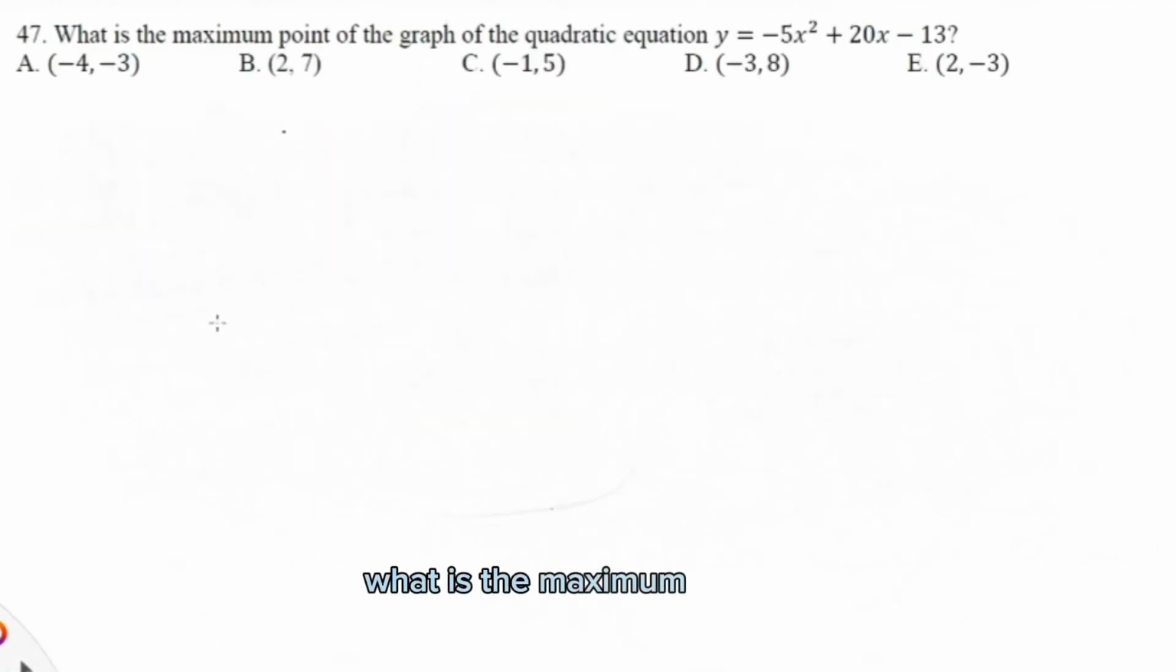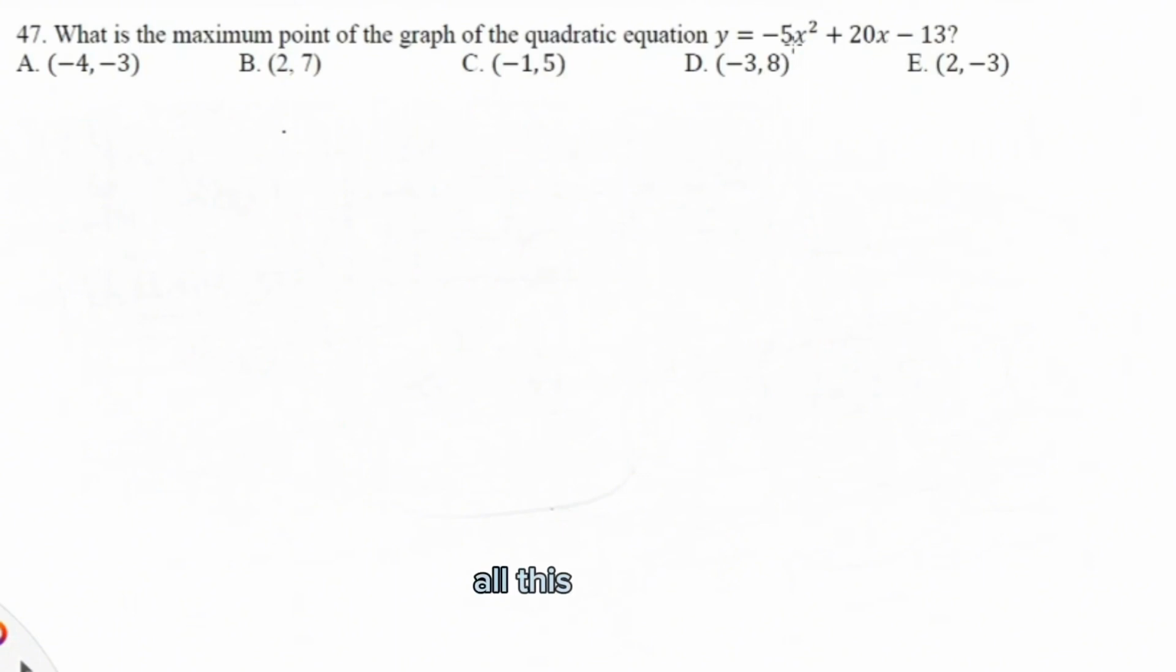Next, what is the maximum point of the graph of the quadratic equation y is equal to negative 5x squared plus 20x minus 13? Alright, so the maximum point of the graph of the quadratic equation, that is also the vertex. I actually have a full video just on axis of symmetry and vertex problems, which will be linked in the pinned card at the top, but let's continue with this problem. So, in the vertex of a quadratic equation, you can either have a maximum point or a minimum point. You'll have a minimum point if the coefficient of x squared is a positive number, and you'll have a maximum if it's negative. Alright, so since it's negative, you're going to have a maximum point.